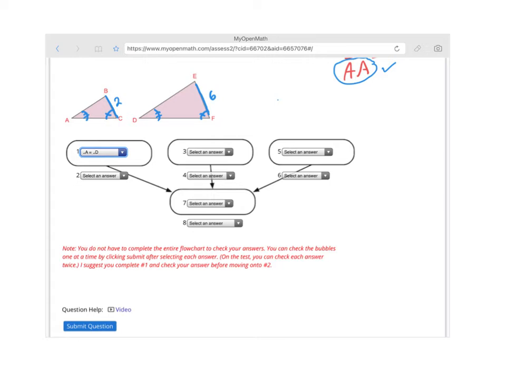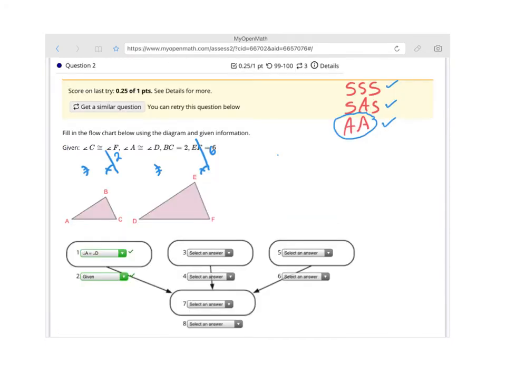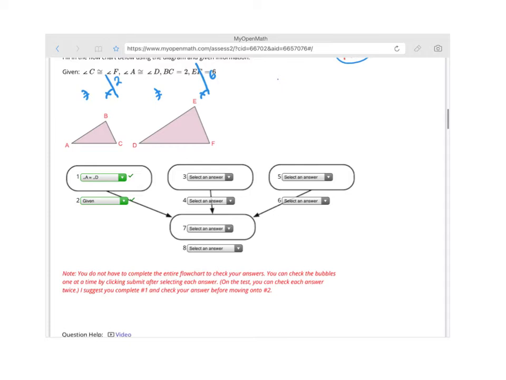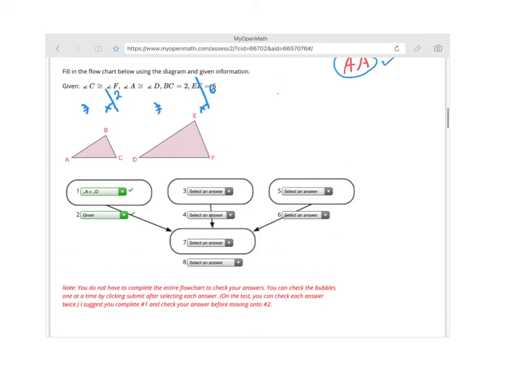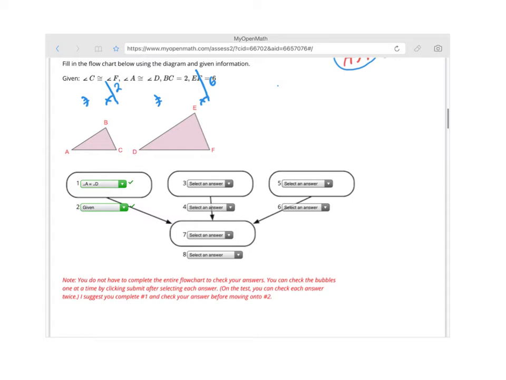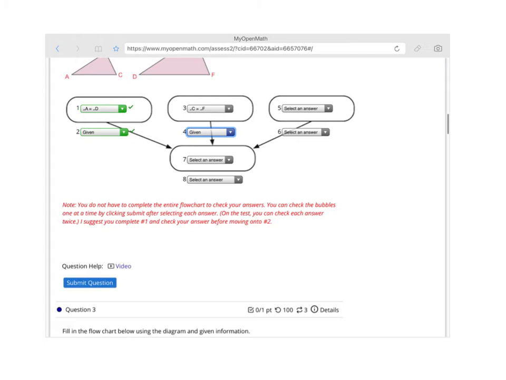Now, when we're comparing angles that were just given to us, we use the word given. At each point, I'm going to go ahead and submit the question to make sure I got it right. So I did get it right here, so I can keep going. In the second one, I know that angle C is equal to angle F. So I'm going to go here and say that angle C is equal to angle F. And again, that's given. And then I'm going to submit that.